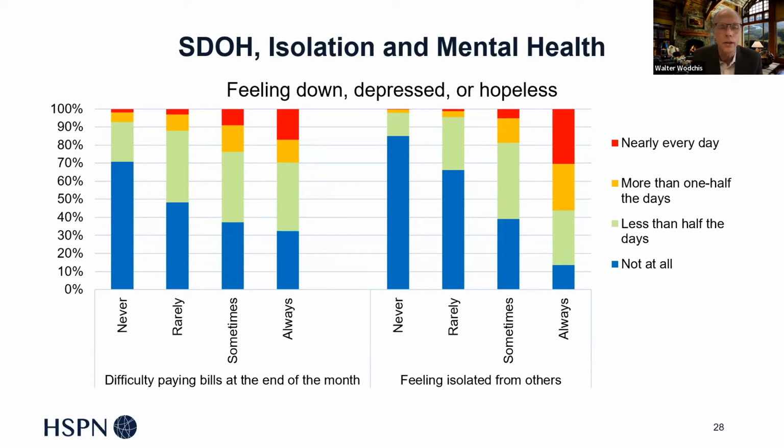So clearly mental health is very significantly related to difficulty paying bills, and even more so to isolation. Perhaps we shouldn't be surprised by this, but the magnitude is the thing that I found quite striking. As I reflected upon these results, two things: one, we need to be well aware of the social determinants of health, both those income-related items and isolation.